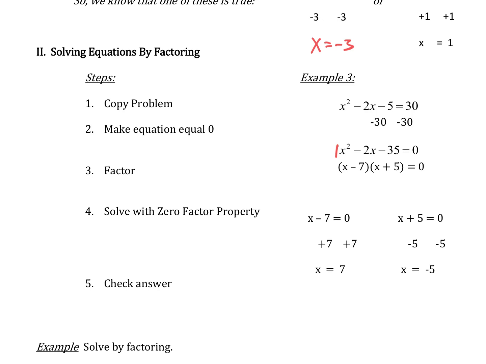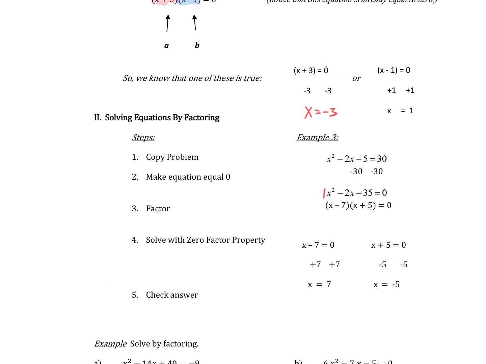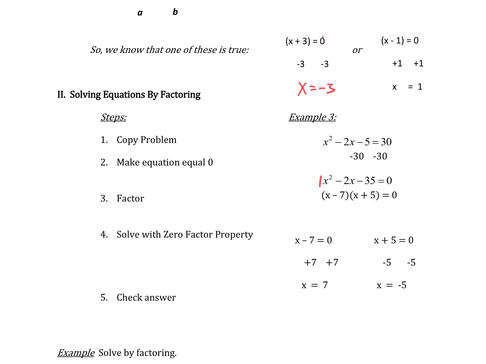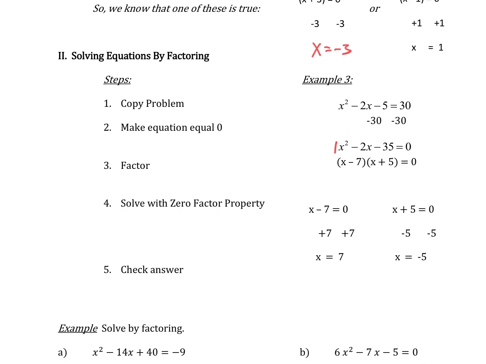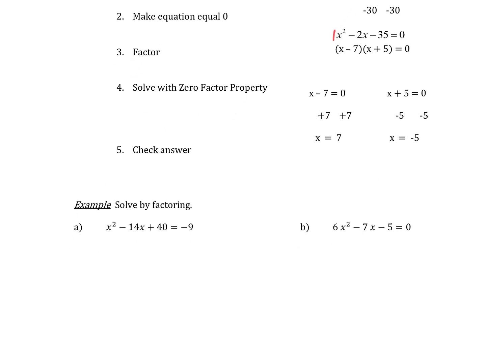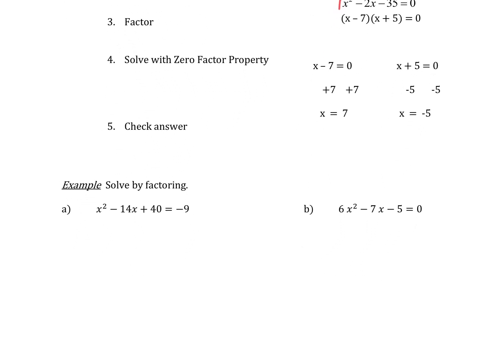And now it looks like the previous problem that we just did up here. We have two things that multiply to 0. So the zero product property says if these two multiply to 0, then make the first one equal to 0 or the second one equal to 0. Add 7, you get x equals 7. Subtract 5, you get x equals negative 5. So that is solving by factoring. A nice tool to use when it works. It doesn't always work, but when it does, it's nice.